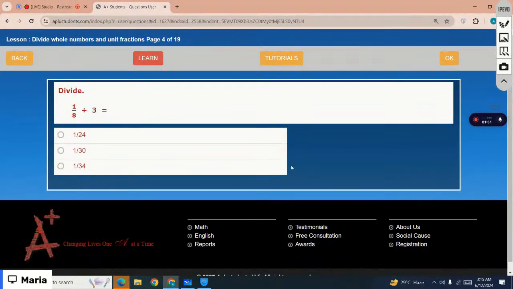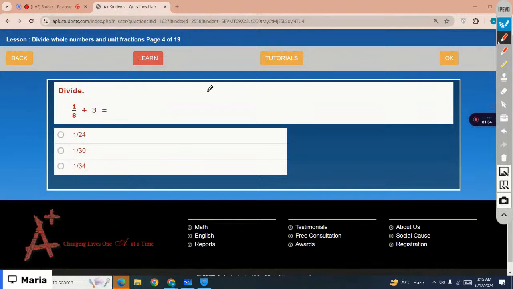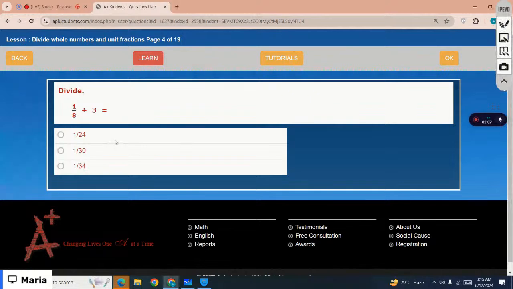That is 1 over 24. You have to replace the division sign with multiplication. That is 1 by 8 times 1 by 3. So 1 times 1 is 1 and 8 times 3 is 24. So the correct option is 1 over 24. Option number 1 is the correct option. Okay, you can complete the lesson by yourself later today. Let me just move on to the next lesson.